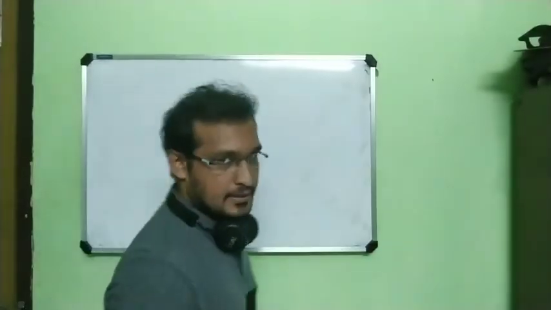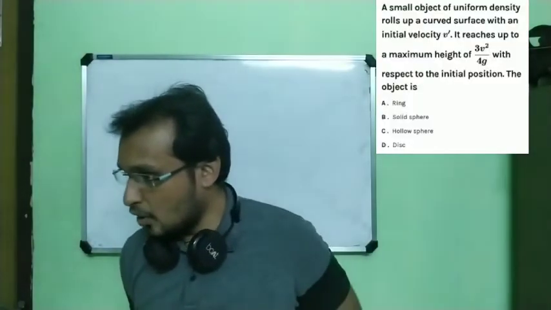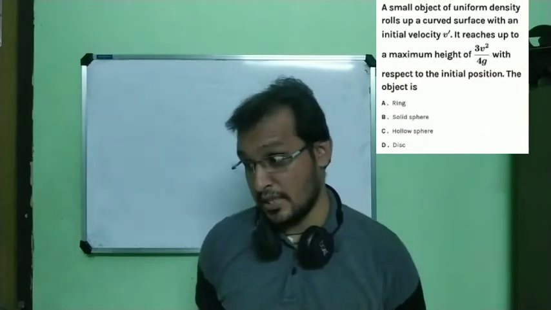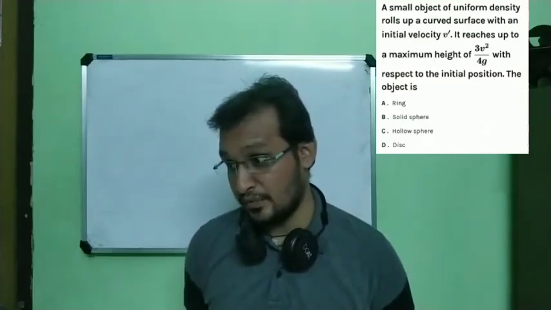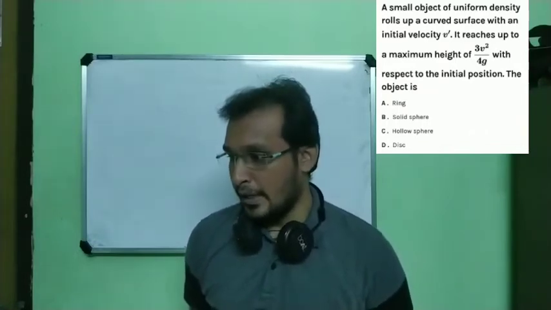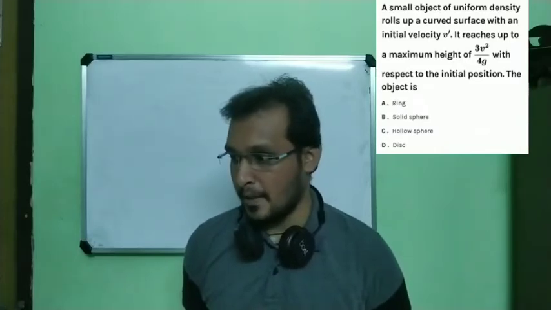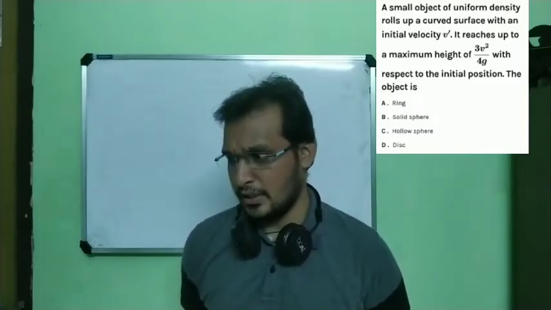So guys, next question from rotational motion. Here is the question. A small object of uniform density rolls up the curved surface with an initial velocity v. Sorry, it's not v dash, it's actually v. It reaches up to a maximum height. Height is given as 3v square by 4g, with respect to the initial position. They are asking what the object is.